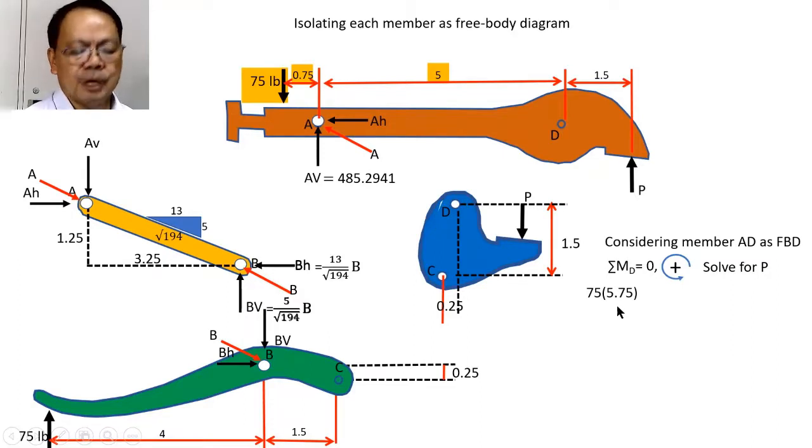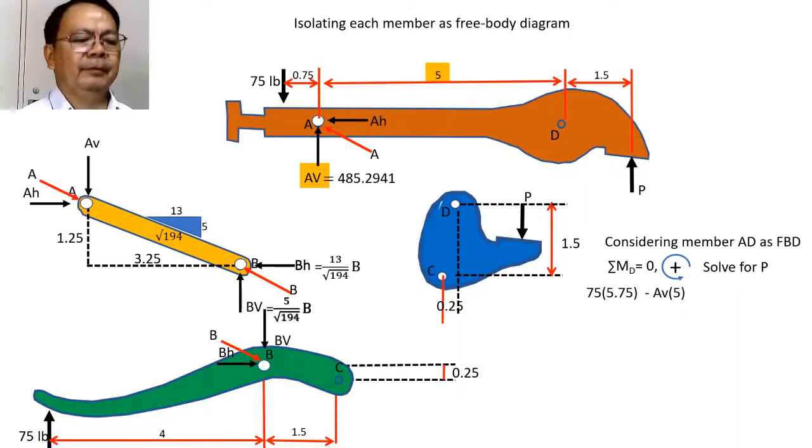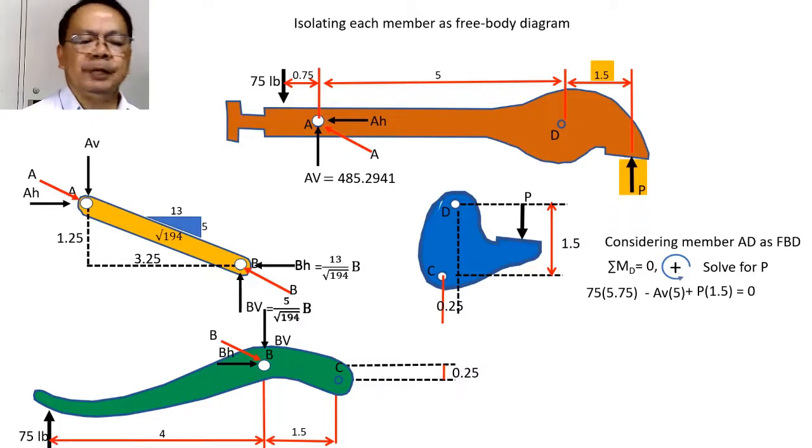What else? This one, this part, AV, whose moment arm is this 5, right? And this will be producing a counterclockwise moment about D. And therefore, that would be negative in sense. Therefore, that will be negative AB times 5. And then you have here finally the value of P, whose moment arm is 1.5, these two. And also producing a counterclockwise moment, thus it will be signed as positive using our convention. That is P multiplied by 1.5. And all of these moments must be zero because this is in equilibrium.